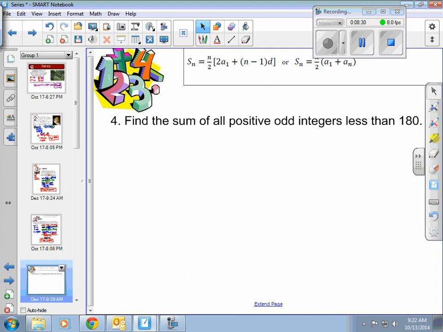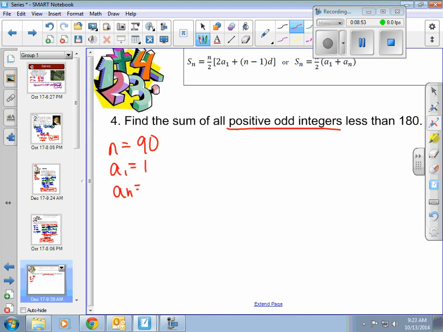Okay, example 4 says find the sum of all positive odd integers less than 180. So we want to go ahead and do that. How many odd numbers are there between 1 and 180? There's going to be half as many, so there's 90. My first term would be 1, and my nth term, well, is 180 odd? No, but the number below it, 179, is. So that would be my last term.